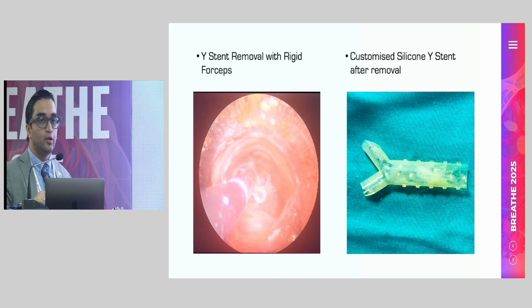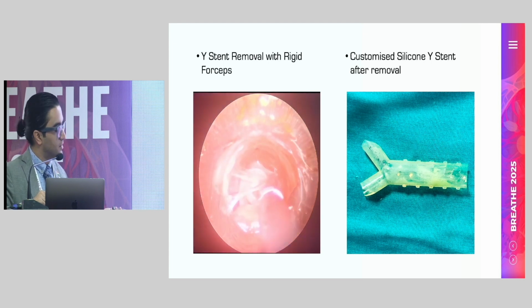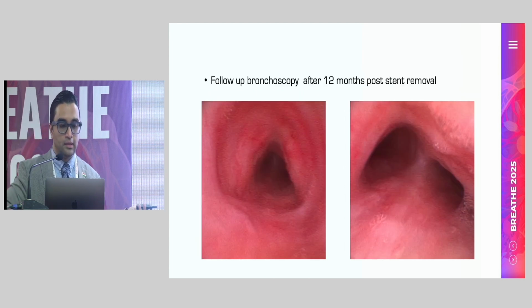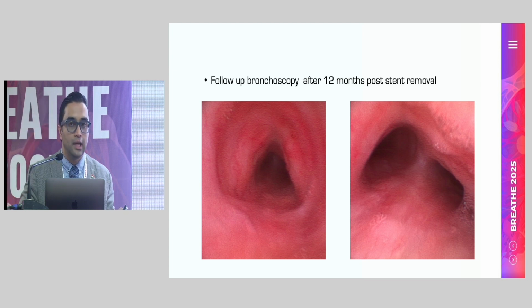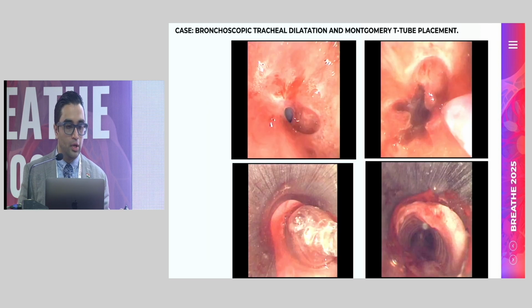So this is how a stent looks after 12 months staying inside. And these are the images after 12 months post stent removal. So I've been following up the patient for the third year now. So you can see the tracheal lumen is almost patent. There is some damage to the cartilage because of tuberculosis, and we have complete patency of the left bronchus, and the right bronchus is still patent enough so that the patient can do all her regular activities and does not require any oxygen support. So this is another case of tracheal dilatation.